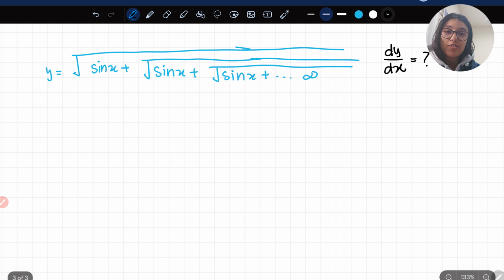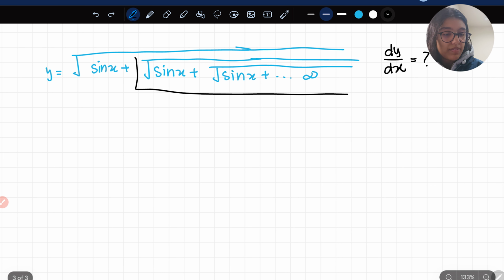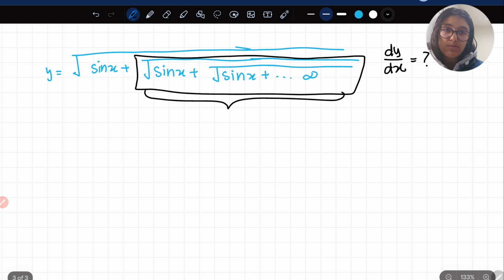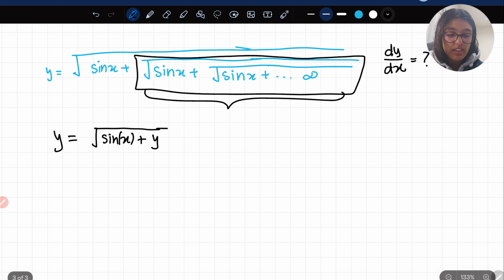Okay, so I'm going to go over the answer right now. So once again, we don't really like this infinity sign. We want to get rid of it entirely. In order to do that, we see this part right over here is the same thing as y. Y is root sine x plus root sine x plus root sine x. This is also root sine x plus root sine x plus root sine x, all the way to infinity. So we could rewrite y as square root of (sine x plus y). And now that we got that, we eliminated the infinity sign.